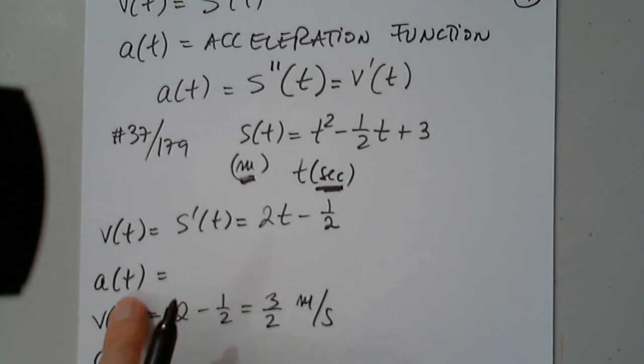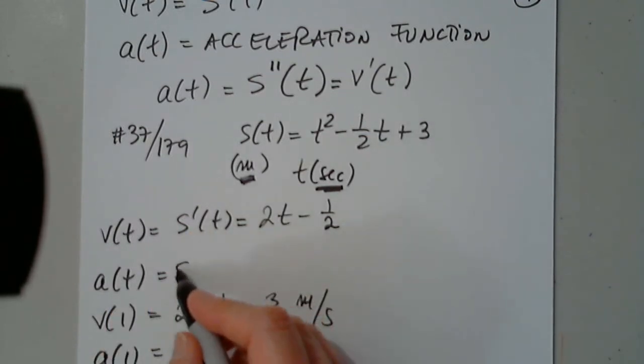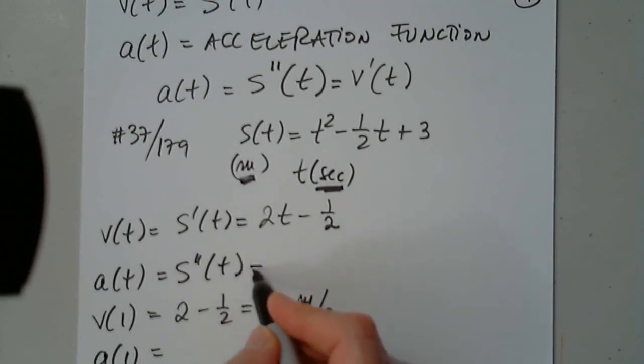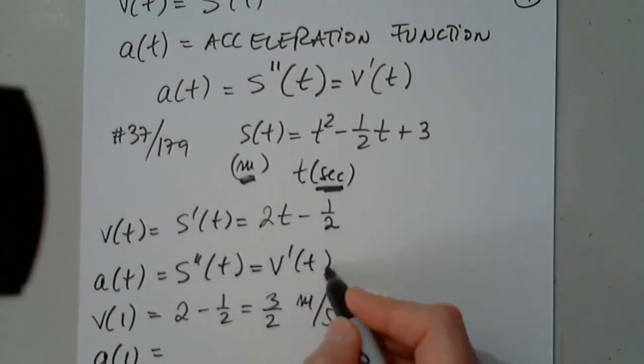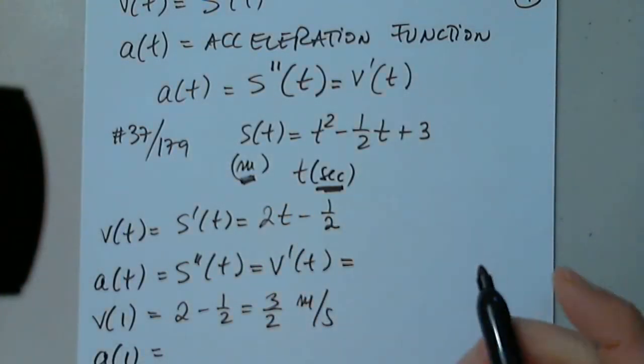Good. How do I determine the acceleration? I have the velocity, which is the first derivative. I have to differentiate again, or v prime of t, the same thing. What is the derivative of 2t minus 1/2? And I'll put it here.